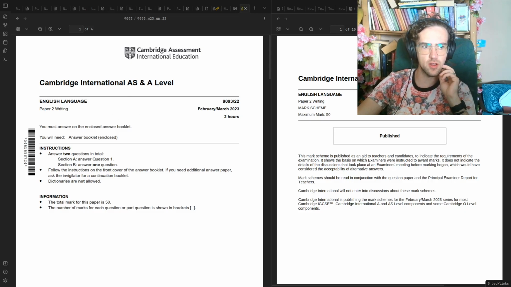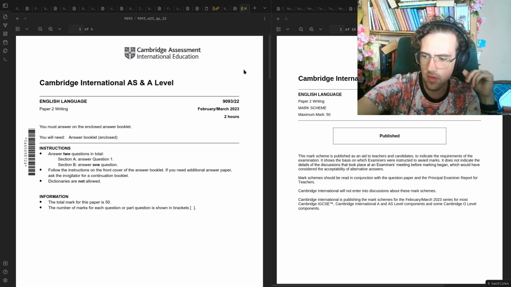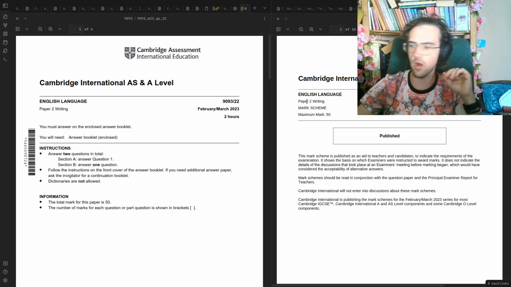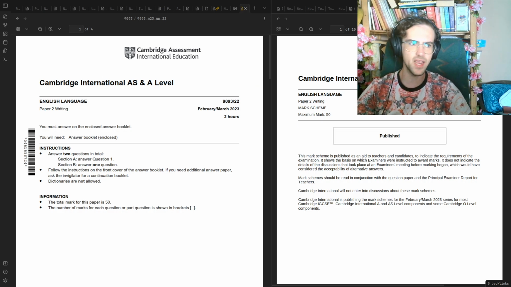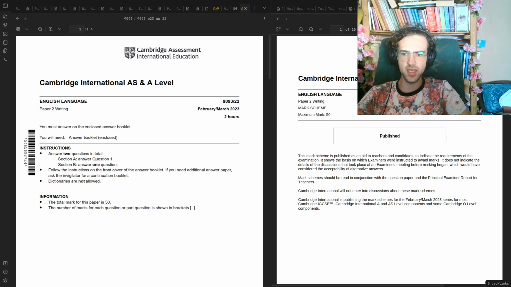So on my left, I've got the paper 2. On the right, I've got the mark scheme. Now, we use the same rules in our mark scheme. We don't mark negatively. We only mark for what you give. But obviously, if you give just about nothing, there's not much to mark.